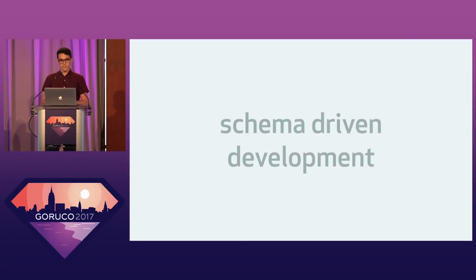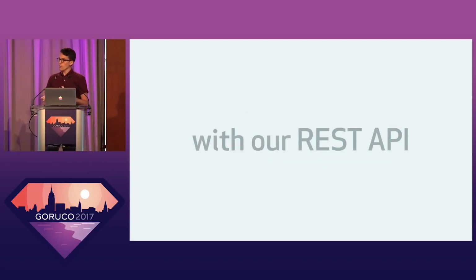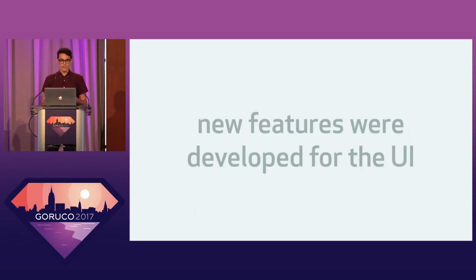We also practice something called schema-driven development. So before, with our REST API, new features were developed for the UI first. So take, for example, the project board feature. It was released about a year ago. The way that that feature would have been built is we start with, say, the model, then we move on to the controller, and then we have our view, until eventually we have this feature inside of the UI.